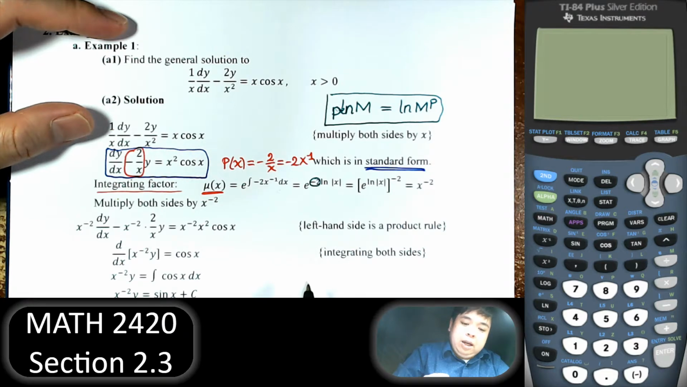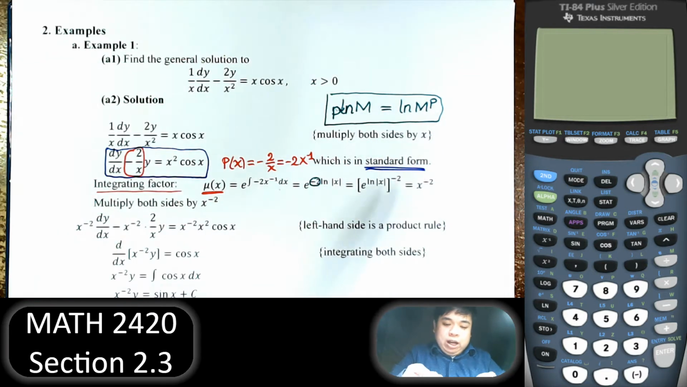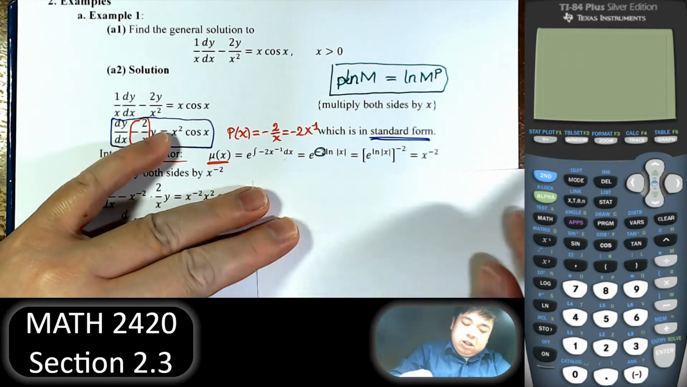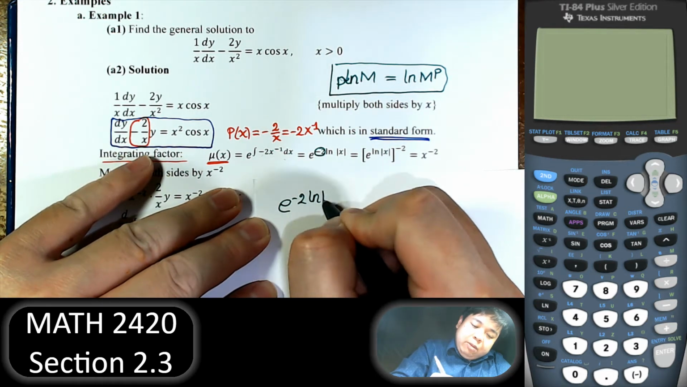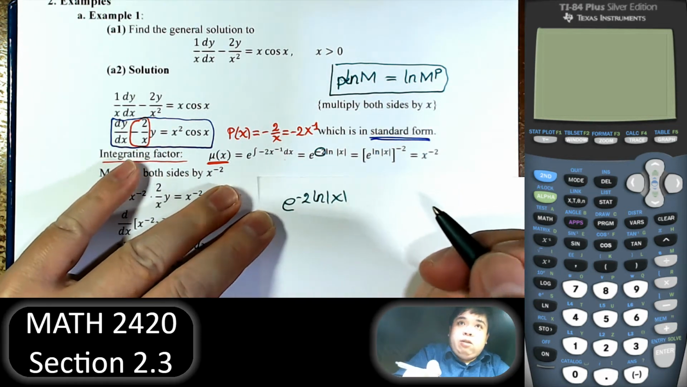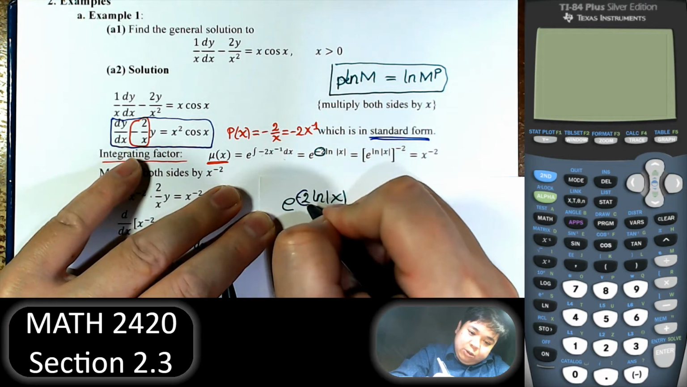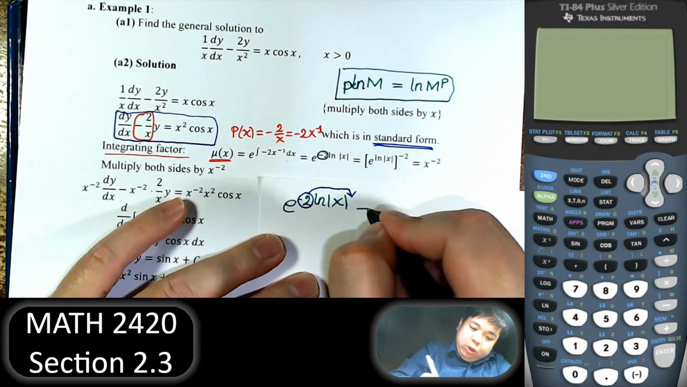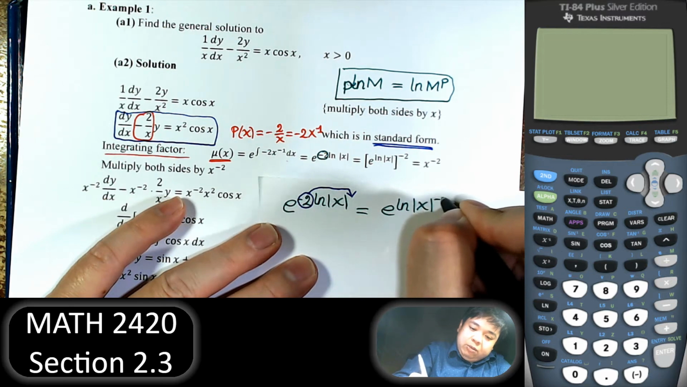Yeah. So there's actually, certainly we can do that, but let's write it in two different ways for this step to this step. So e to the -2 ln of absolute value of x. What we can do is take the -2, bring it inside, and we end up with e to the ln of absolute value of x to the -2.